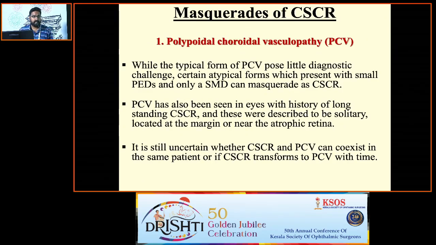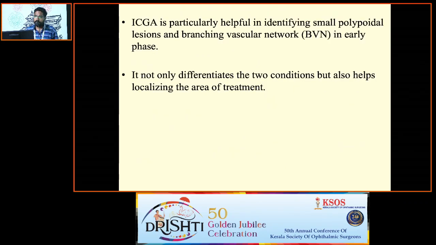So the other important masquerade is polypoidal choroidal vasculopathy because both fall in the pachychoroid spectrum. ICG and OCT should be done in tandem to differentiate these two entities because ICG identifies PCV as areas of polypoidal lesions and branching vascular complexes.